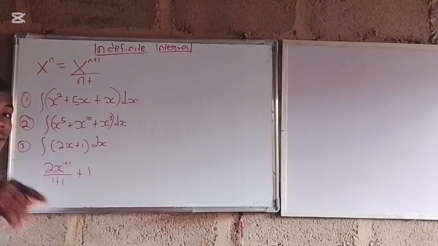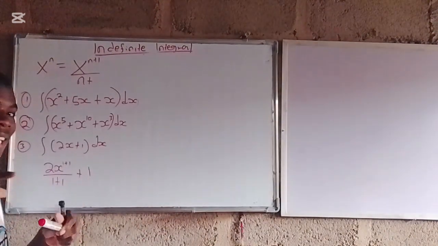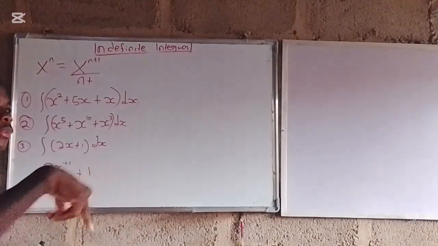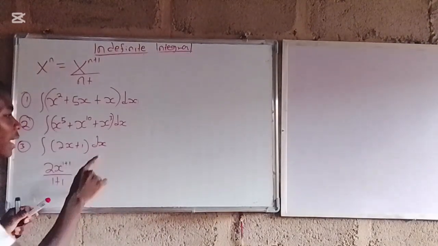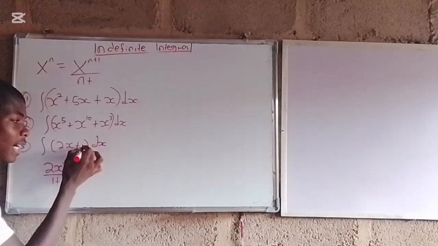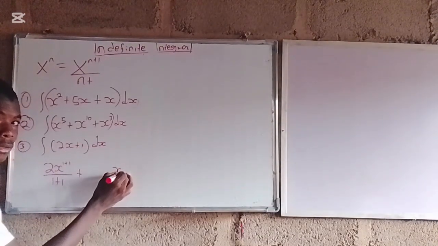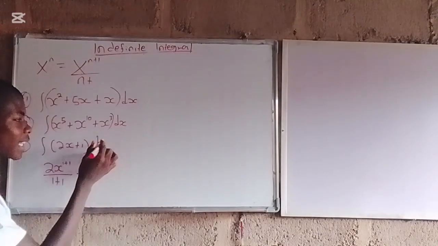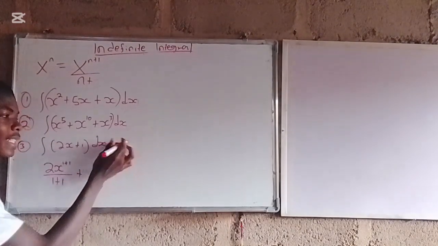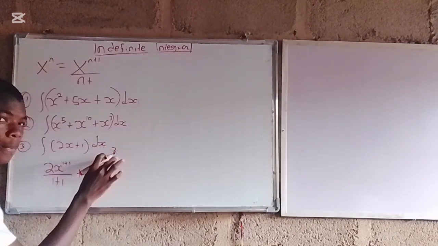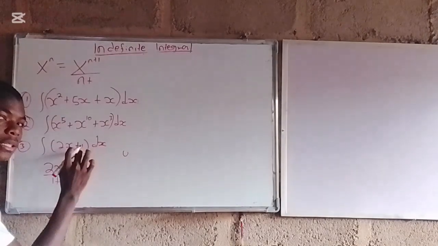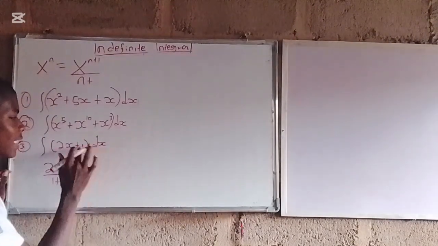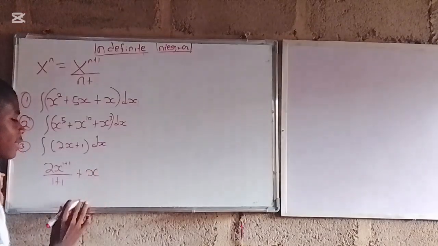Why is it x? It is x if you are integrating with respect to x, and it will be y if you are integrating with respect to y. It will be z if you are integrating with respect to z. As I am integrating with respect to x, the integral of this constant will be only x. If I am integrating with respect to u, the integral of that constant will be only u.